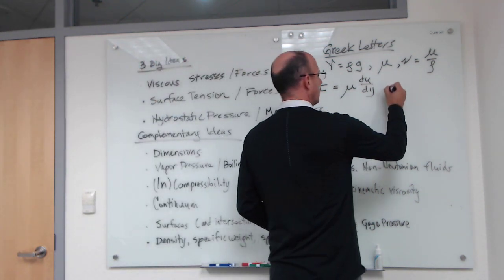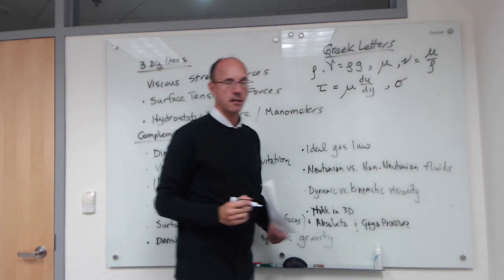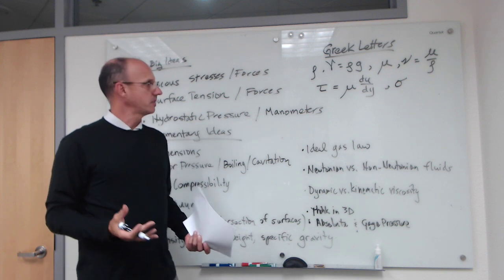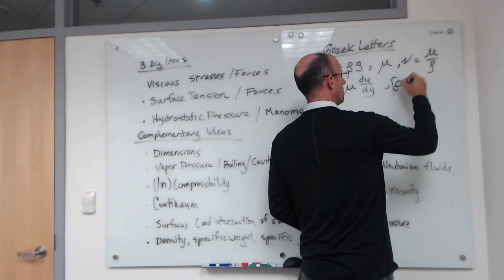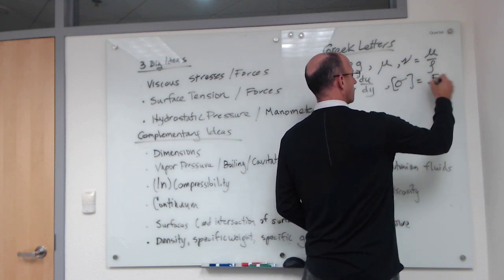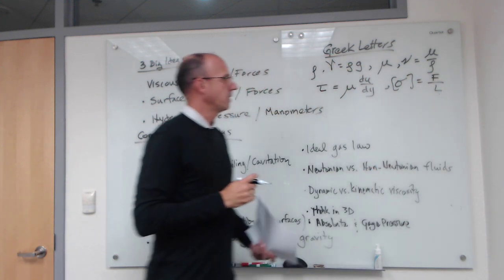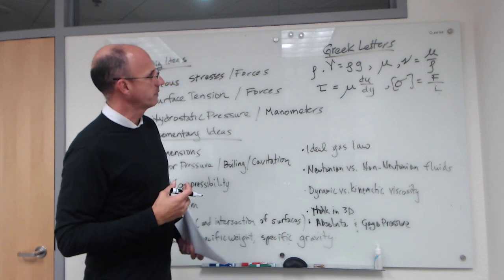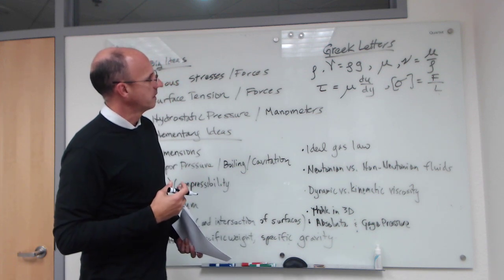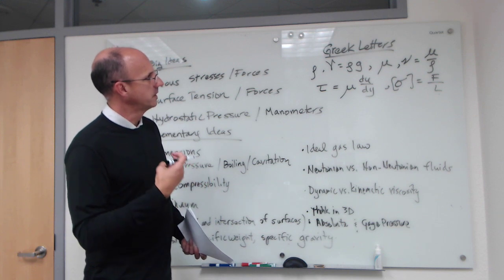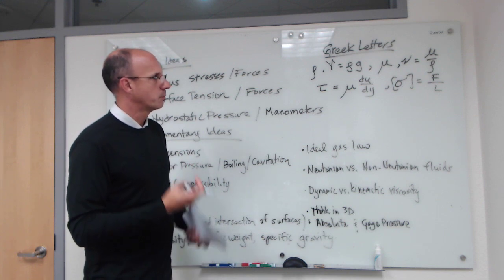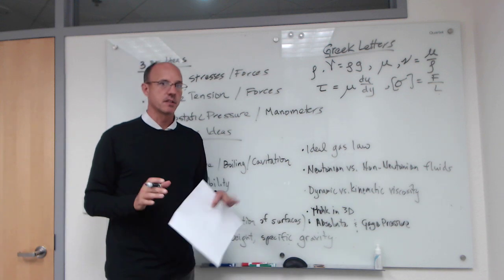And we've got sigma as our surface tension, and we always remember that the dimensions of sigma are force per length, unlike a stress, which has units of force per area. So rho, gamma, mu, nu, tau, sigma, probably forgetting something, but that covers a lot of the important ones.